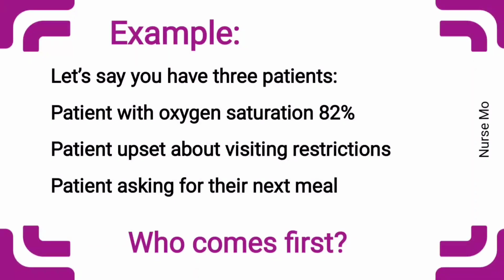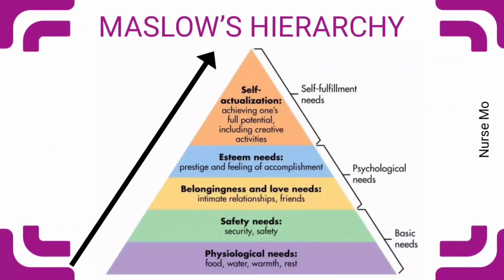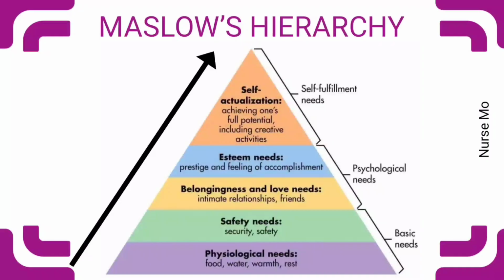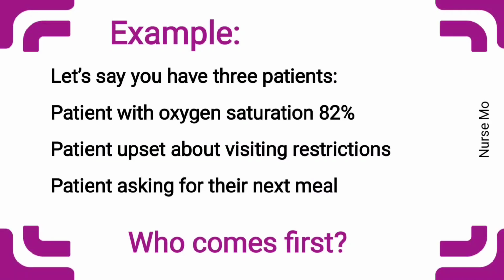Now, this second option, a patient that is upset, is talking about maybe belongingness and love needs, because the patient is upset about visiting restrictions. Maybe relatives are restricted from visiting the patient, or maybe there are strict visiting hours. So that one is talking about belongingness and love needs, which take lesser priority than a physiological need like the oxygen saturation.